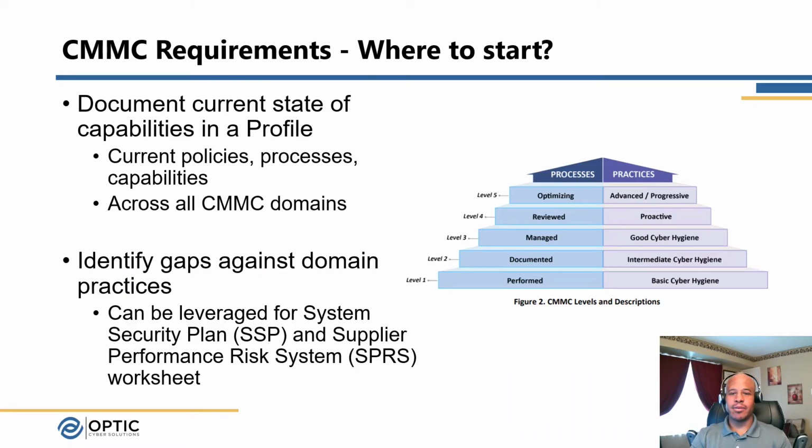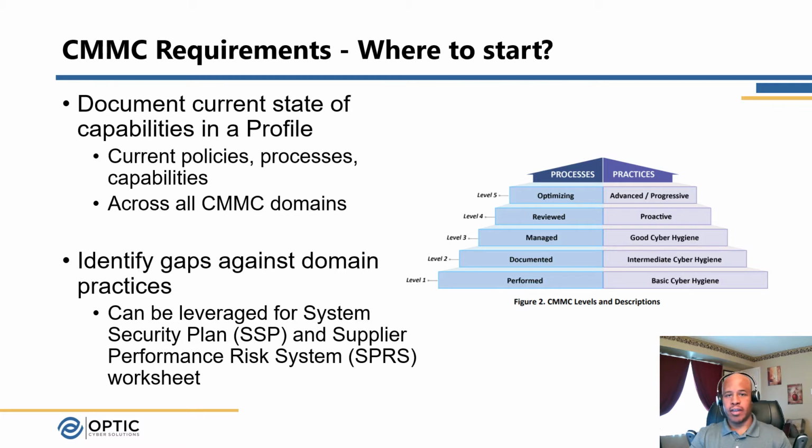So we have our CMMC requirements, but where do we start? Where do we pull everything together to really understand what the current program looks like from a cybersecurity perspective, and any deltas against CMMC requirements? What we've used and seen work well with organizations is to document current state capabilities within a profile, which tracks what currently exists in the environment, things like policies, processes, and any current capabilities, and you do that across all the domains. That way you have a baseline of where you are, any of the gaps, and where you want to go.